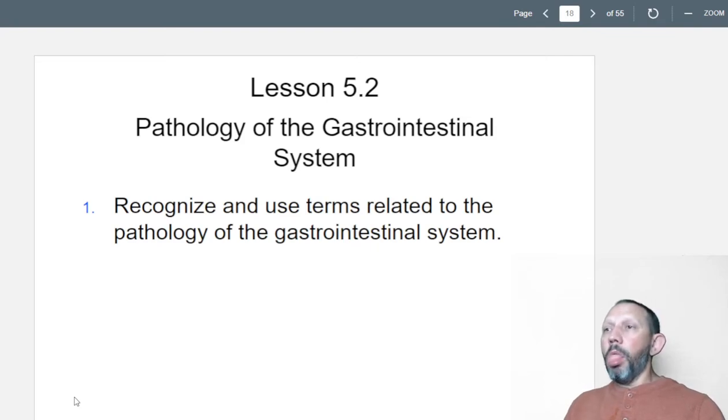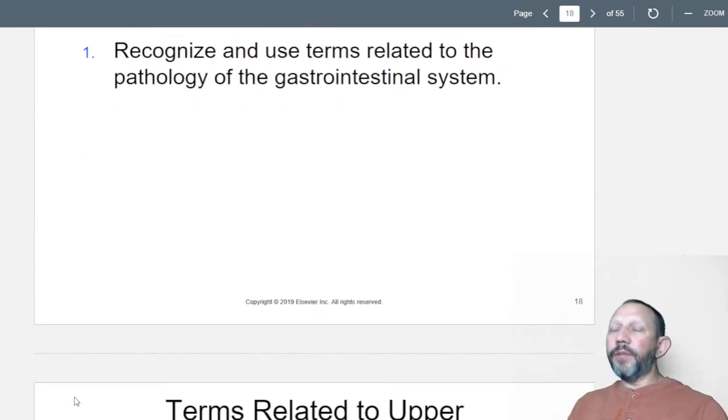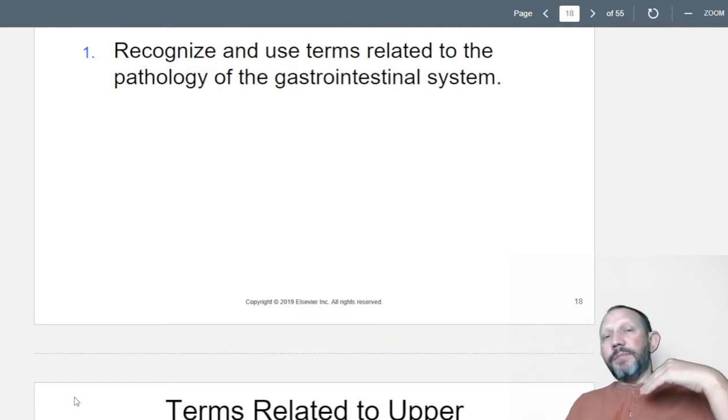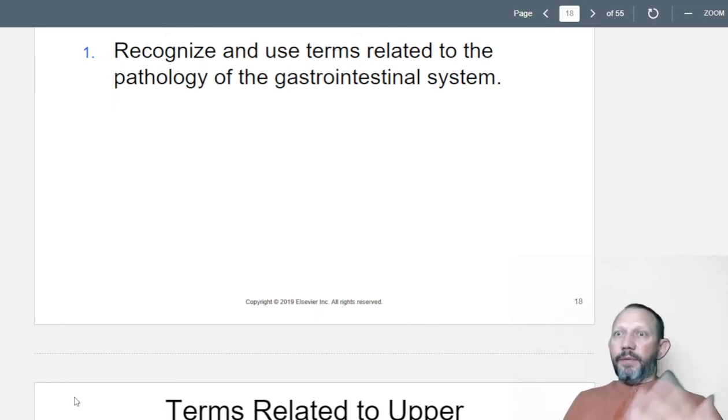Pathology, problems that can happen. Now, there's tons of problems. Many of them can be transient, which means they come and go, right? Or paroxysmal. Some can be chronic, which means they've been around a long time.